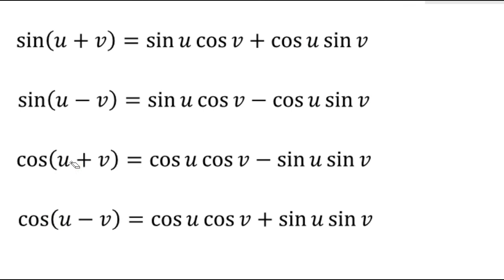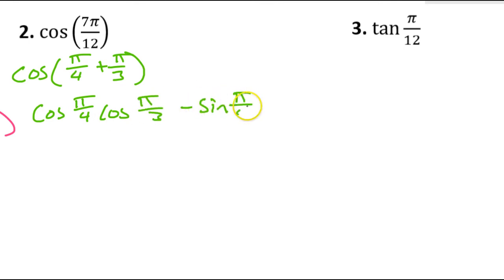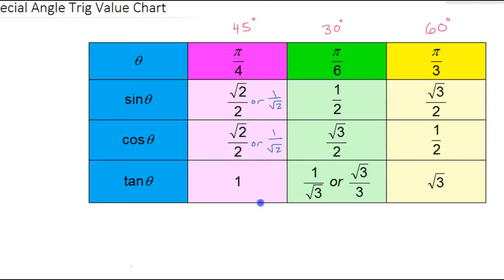Now the cosine sum formula goes cosine, cosine, sine, sine, and it goes from addition to subtraction. So I'm going to do cosine, cosine, sine, sine. So cosine pi over 4 cosine pi over 3 minus sine pi over 4 sine pi over 3. And again, we have memorized these special values. I'm going to be using them now.